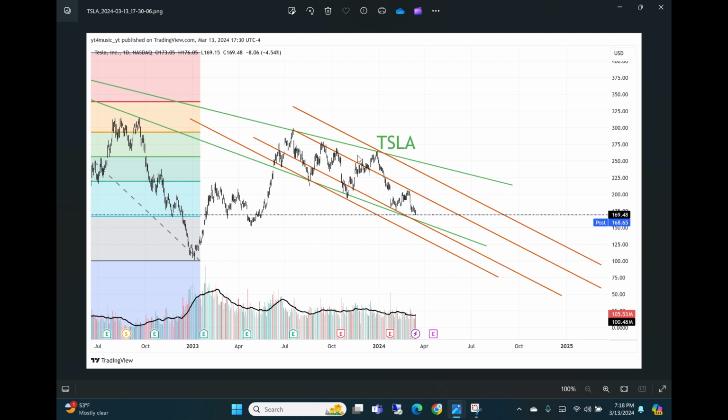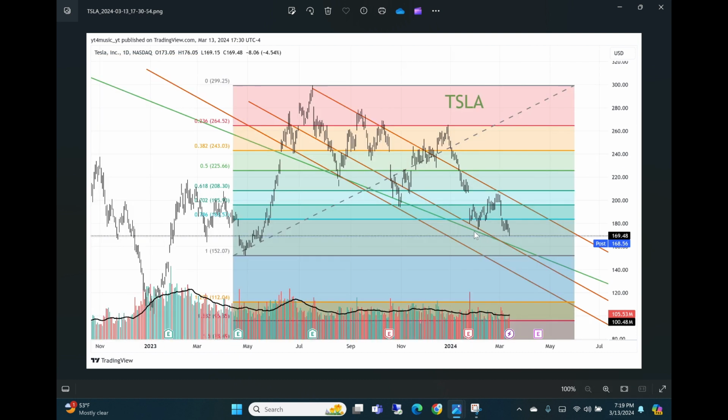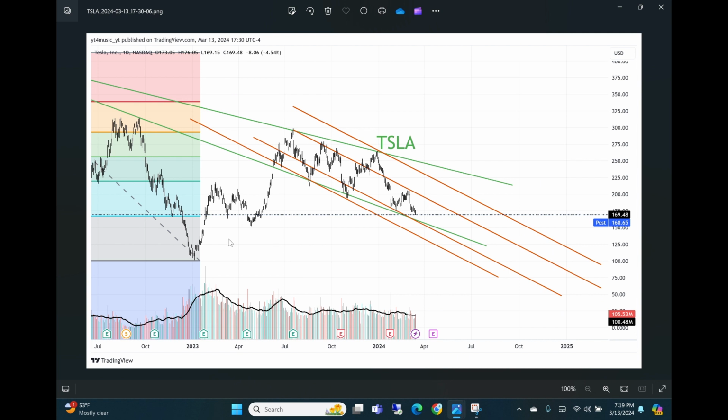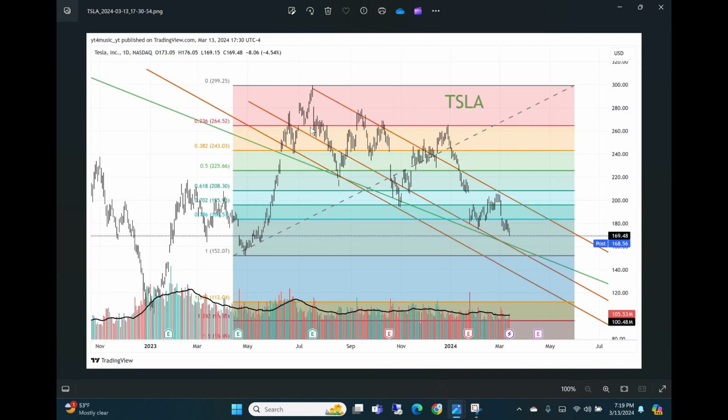So this is Tesla. I'm showing you two upper channels over here that acted as resistance in the recent downtrend, and two lower channels that acted as support, and right now we are at 169. It's March 13th. So what we're going to do is draw the Fibonacci retracement over here, and as you can see, we are below 78. Actually, we are almost 80% given down.